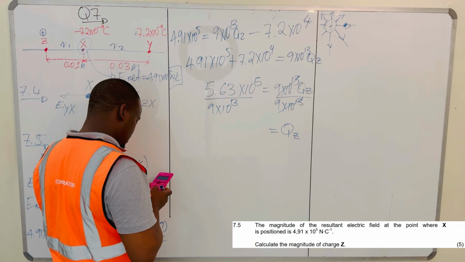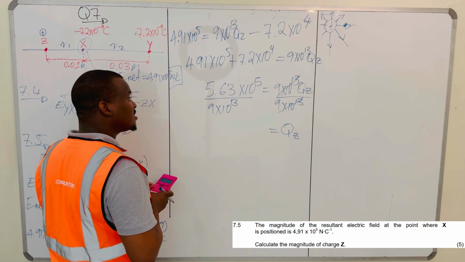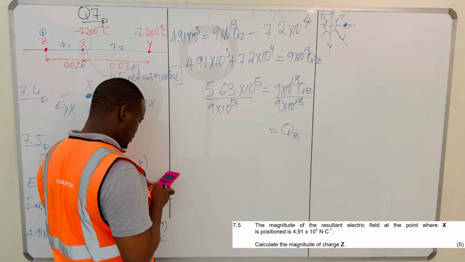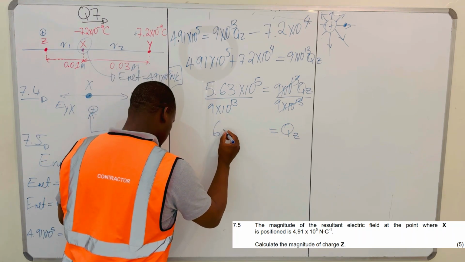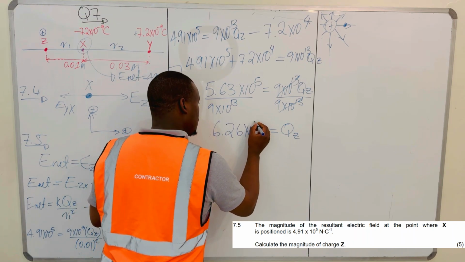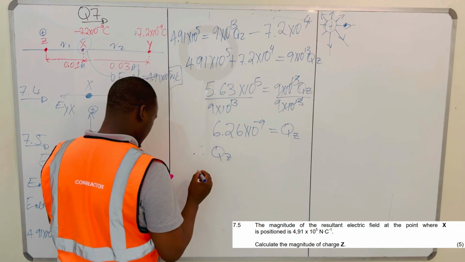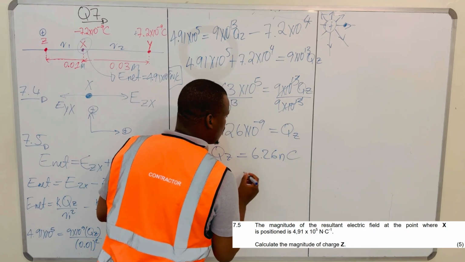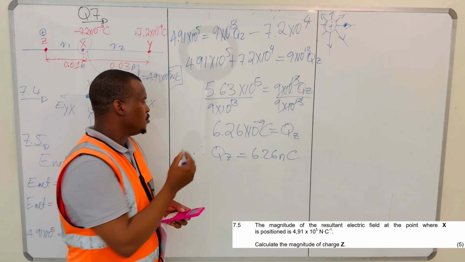So divide by 9 times 10 to the power 13. You get that your Q_Z is equal to 6.26 times 10 to the power minus 9 coulombs, which is therefore 6.26 nanocoulombs. So these are coulombs. We're done. You can end here.